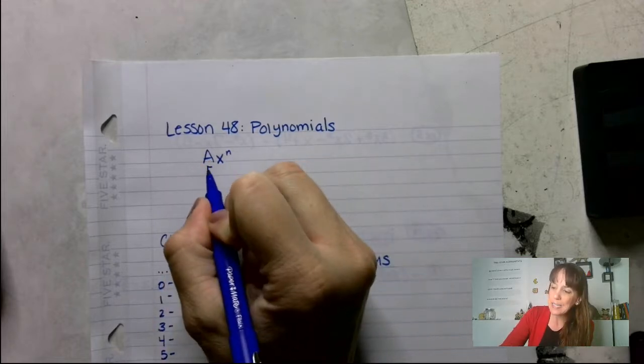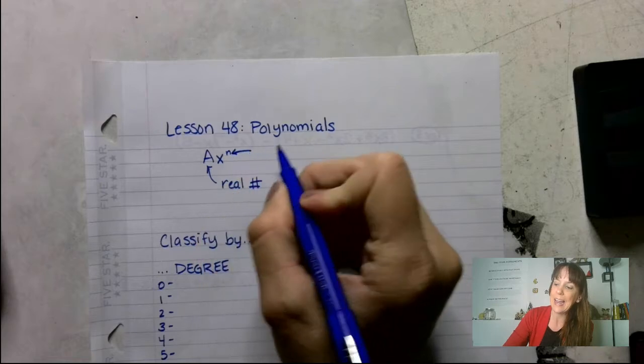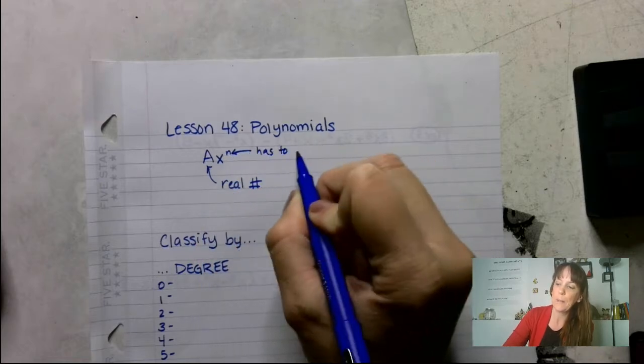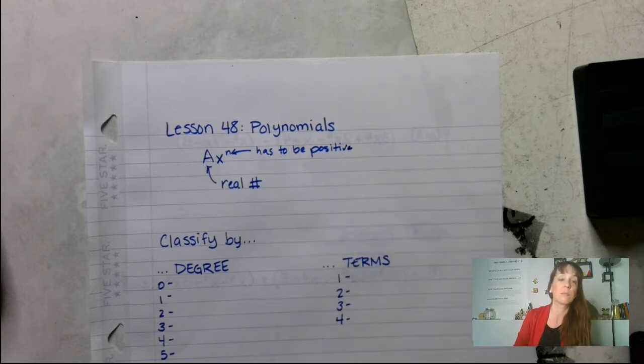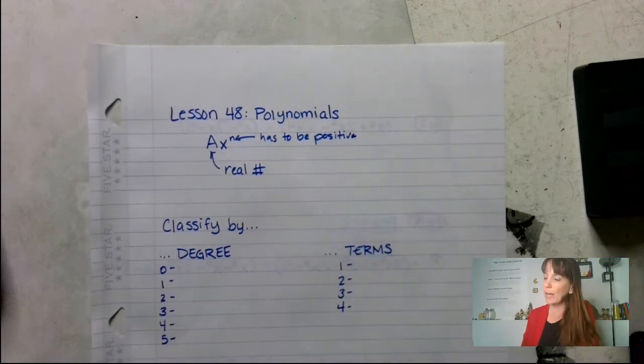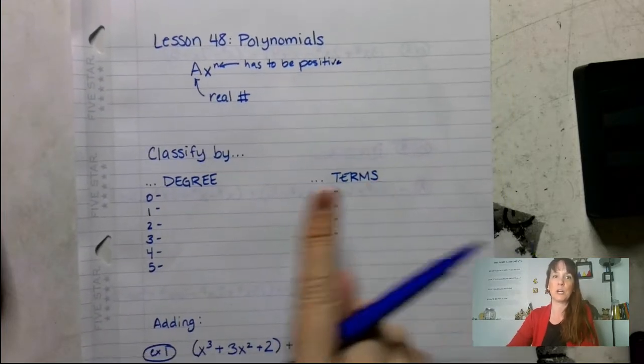This has to be a real number. This guy has to be positive. Spelling, not my favorite. Okay, so what does that mean? We're going to classify this by degree, and we're going to classify it by the number of terms.